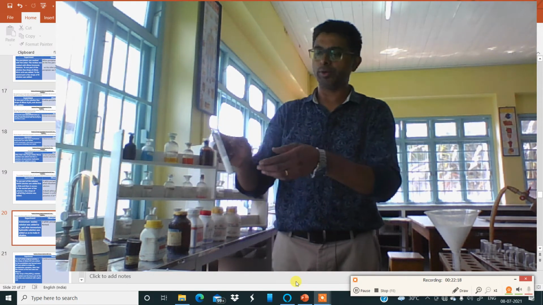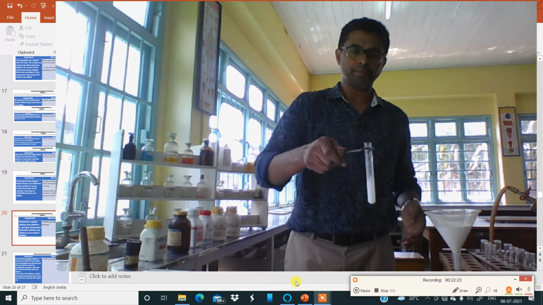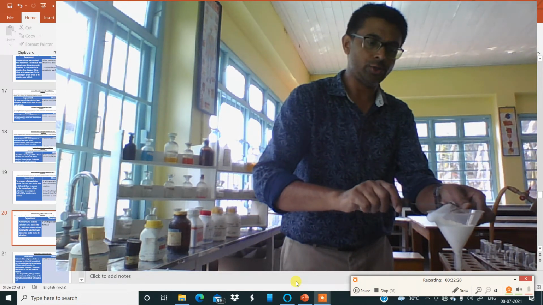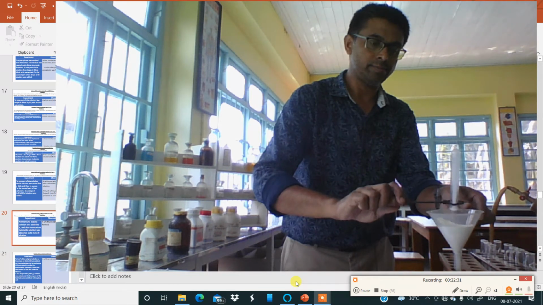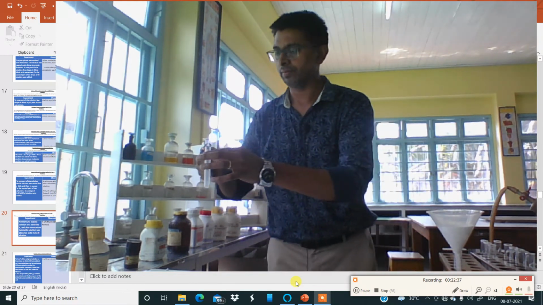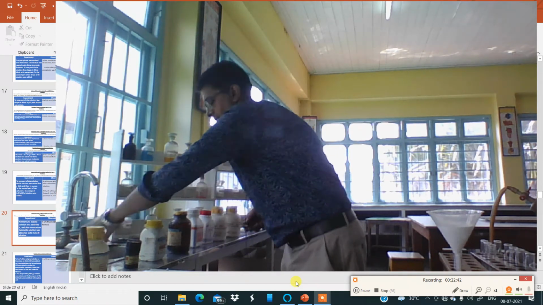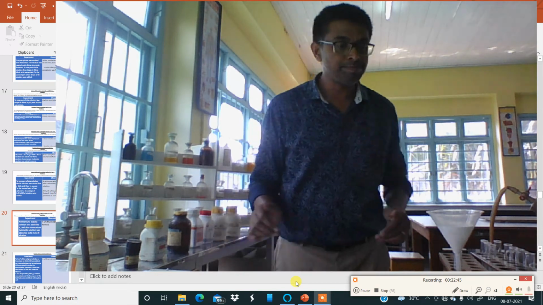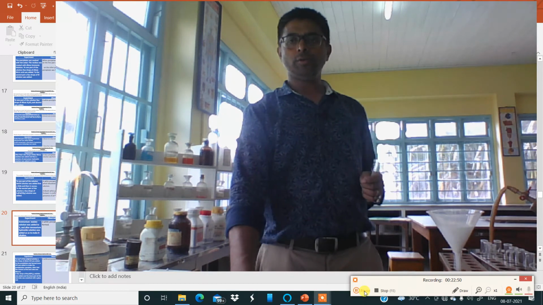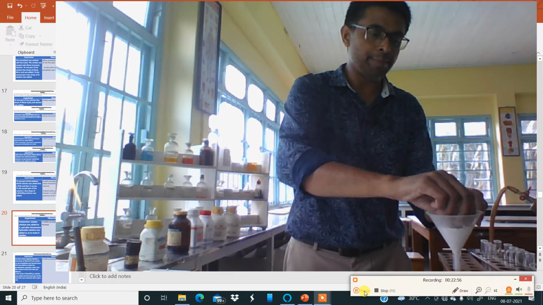It is warmed. Okay, now I will filter it. I think you can see the funnel and the test tube. I am filtering it. Filtration is happening. Let it filter for some time. I'll wait. Now I think the filtration is complete, so I will remove the filter paper from the funnel.